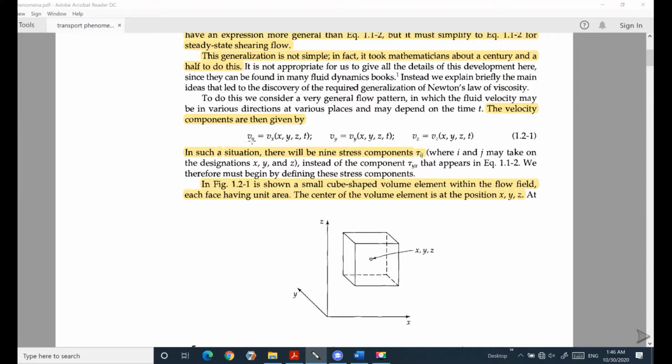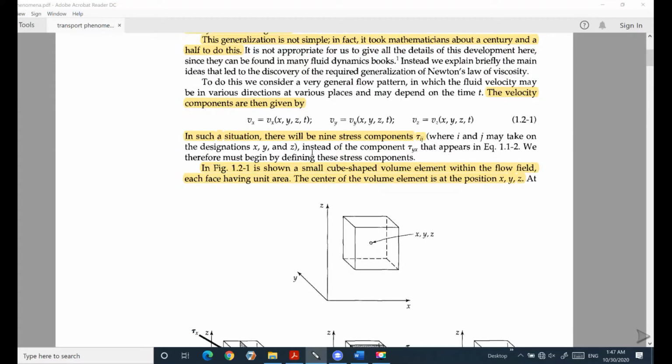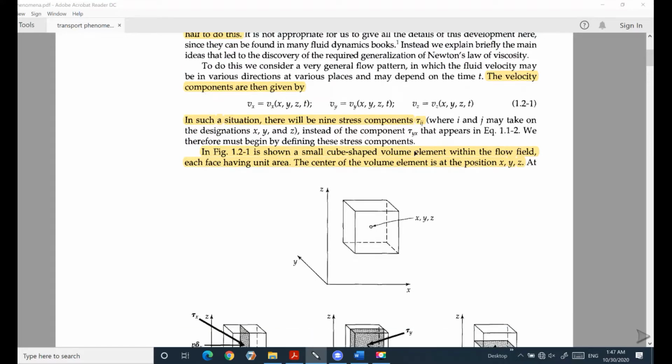Also, your Vx component can be dependent on x, y, z direction. Vy can be dependent on x, y, z direction. Vz can be dependent on x, y, z, and t. This has some 9 elements in terms of the coordinates, and we call this a tensor. In such a situation, there will be 9 stress components like this.